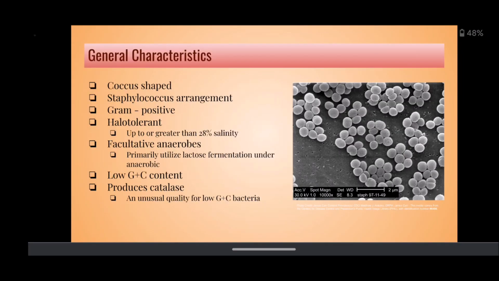If the name itself didn't give it away, it is a coccus-shaped bacterial species arranged as a Staphylococcus. It is also gram-positive and halotolerant. It is a facultative anaerobe, so it primarily prefers an aerobic environment. However, in an anaerobic environment, it can ferment different sugars, primarily lactose when available. It is a low GC content species, and it can produce catalase, which actually is unusual for a bacterial species that has a low GC content.